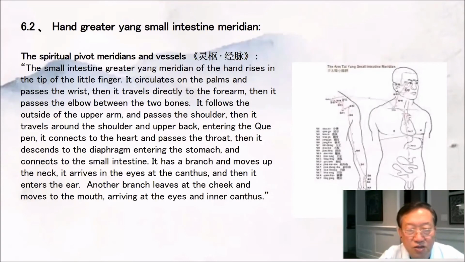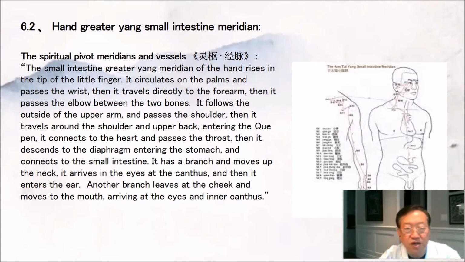Hand greater yang small intestine meridian. The spiritual pivot meridians and vessels. The small intestine greater yang meridian of the hand rises in the tip of the little finger. It circulates on the palms and passes the wrist. Then it travels directly to the forearm. Then it passes the elbow between the 2 bones. It follows the outside of the upper arm.